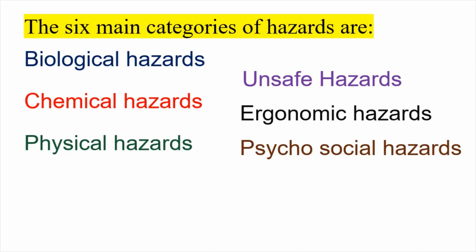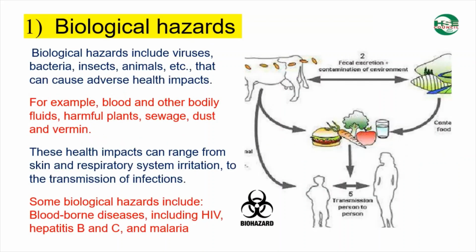1. Biological hazards. 2. Chemical hazards. 3. Physical hazards. 4. Unsafe hazards. 5. Ergonomic hazards. 6. Psychosocial hazards. First we explain about biological hazards.